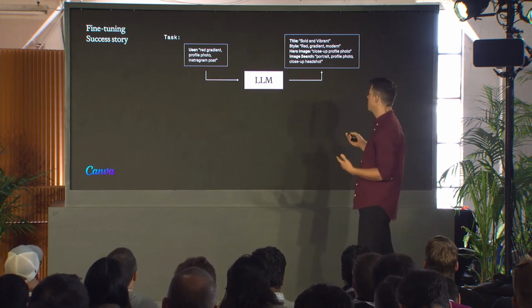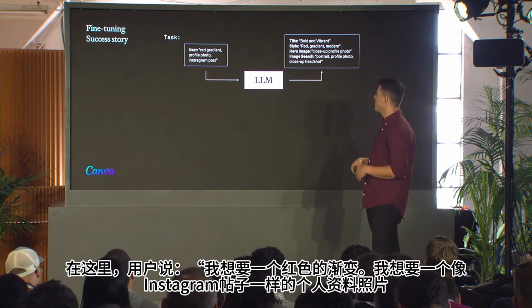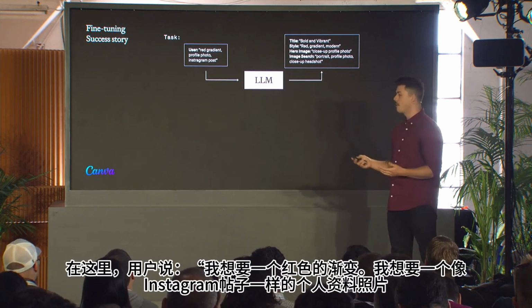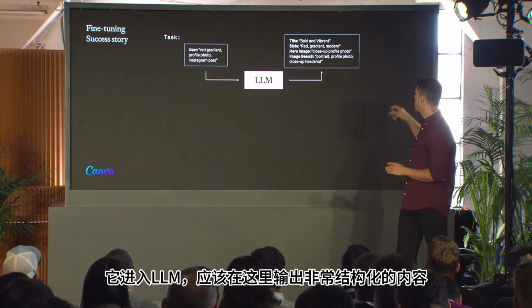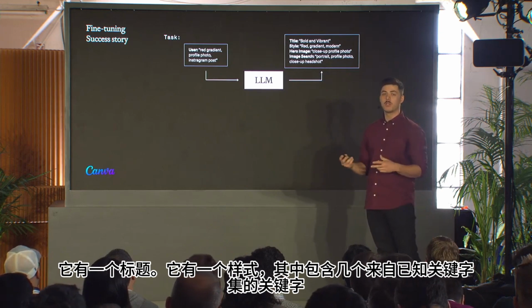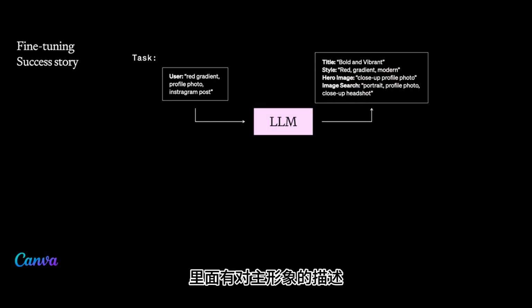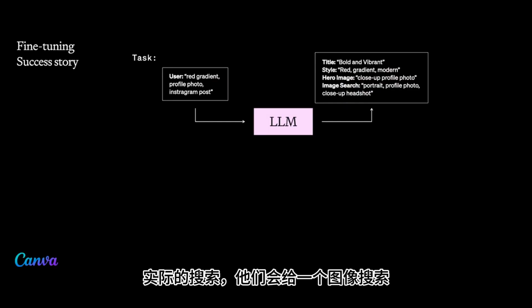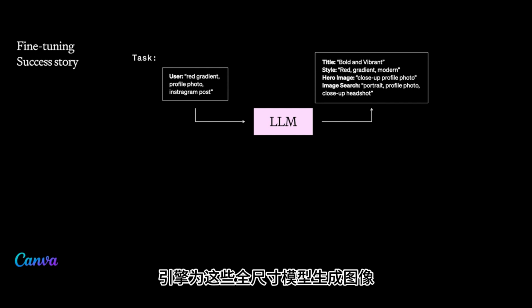So here the user says something like, I want a red gradient, I want a profile photo, maybe in the style of an Instagram post. It goes to the LLM, and it's supposed to output something that's very structured. So it has a title, it has a style with a few keywords from a known set of keywords, it has a description of the hero image, and then it has an actual search that they would give to an image search engine to generate images for these full-size mocks.